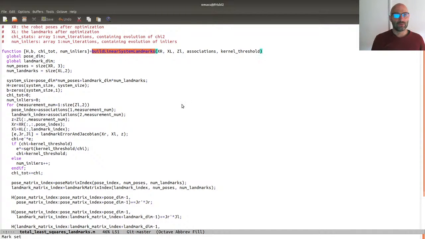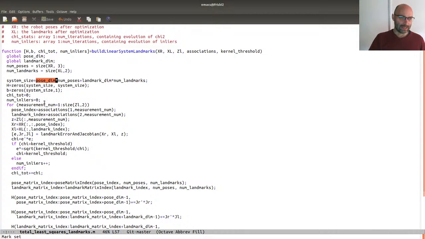Now we will talk about the assembly of the linear system, and we think about designing the function. What do I need? I need to know the robot position, the landmark positions, the landmark measurements, the associations, the kernel threshold. I need to construct the dimension of H and B accordingly, and this I can determine by looking at the dimension of these objects. The system size will be equal to the number of poses times the size of a pose, so 6 times the number of poses, plus the number of landmarks times the dimension of a landmark, so 3 in this case.